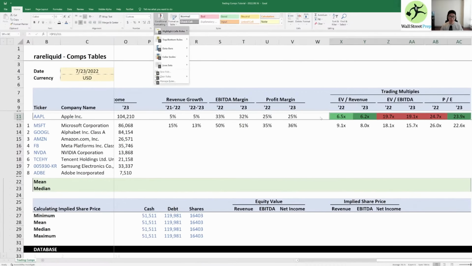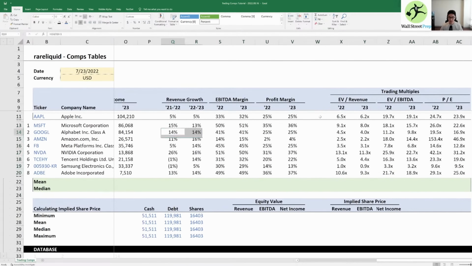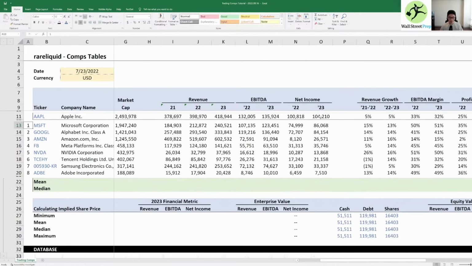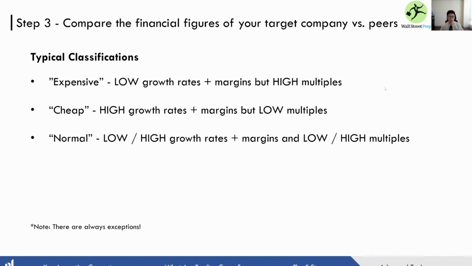I'm going to actually delete the conditional formatting that we have here. Okay, so now we can just copy paste this down. And now we have all the figures that we need for our trading comps. So I know this is a lot of data and information. Let's go into breaking all of this down and how to really make sense of it all.